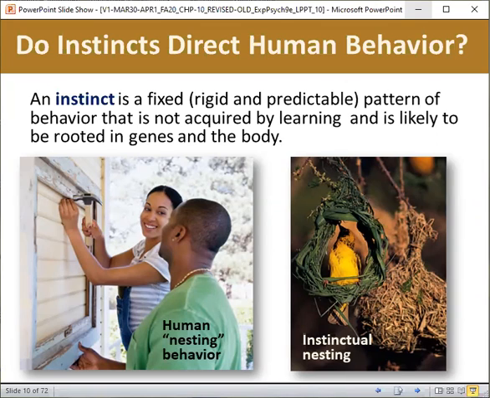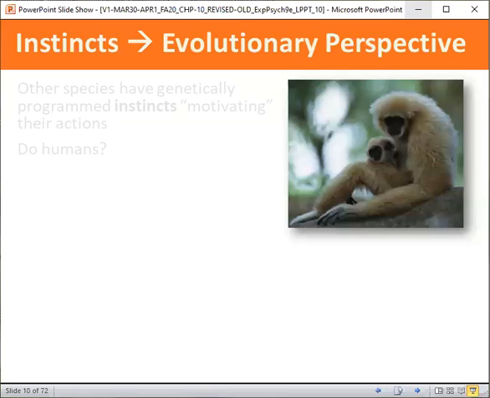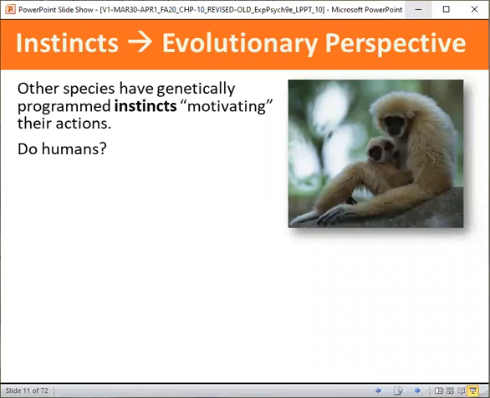Now, for most of us, some of this type of stuff is going to be based on a social clock that we mentioned previously. We all have a social clock. We go through school, high school, college, we get a job, we get married, we start a family. The whole thing is part of our social clock. So for us, these instincts are not so powerful that they're going to drive us as much as they may drive other animals. Other species have genetically programmed instincts that lead to, quote, motivating their actions.